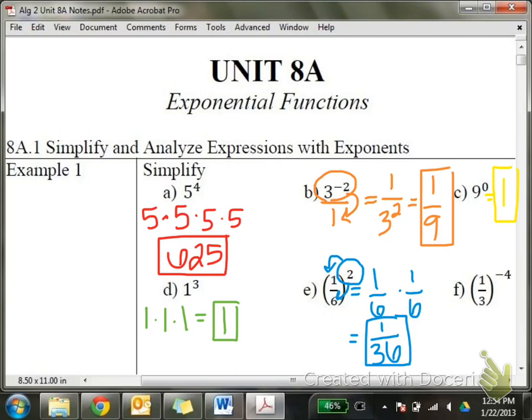Now for the last one, F, we're going to use that distributing method. So take that negative 4 exponent and distribute it. That's going to give me 1 to the negative 4th and 3 to the negative 4th. Both of these are negative, so what's going to happen? They're going to switch. So this becomes 81 over 1, or just 81. Okay, either one.